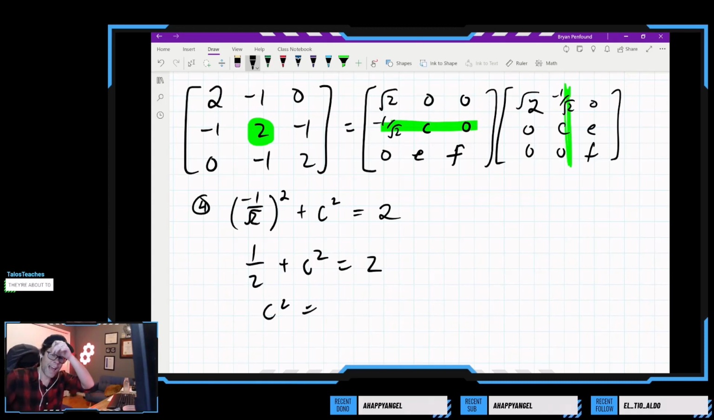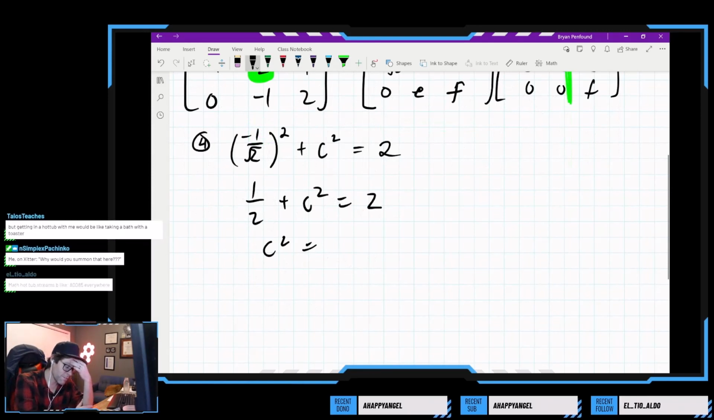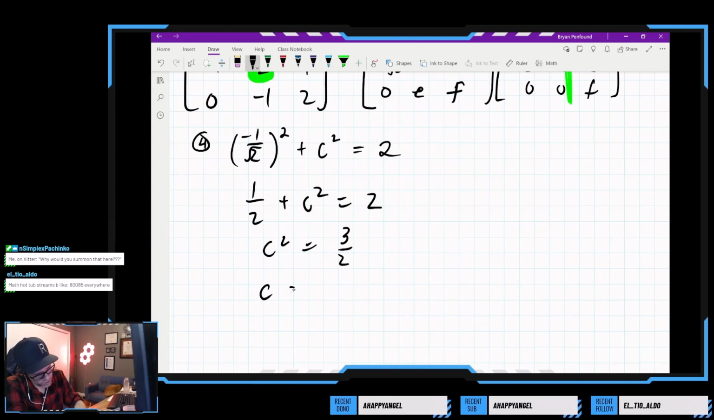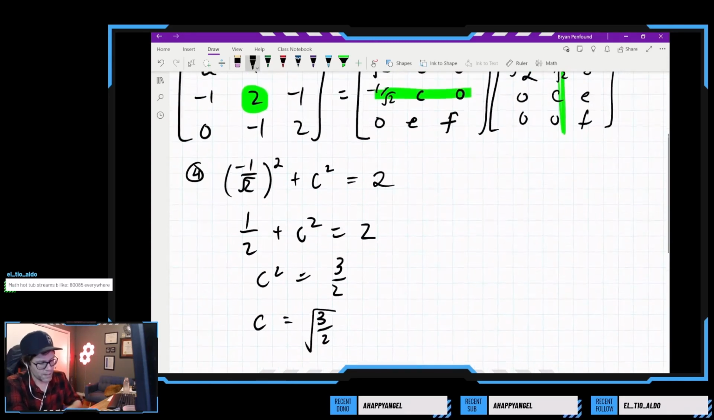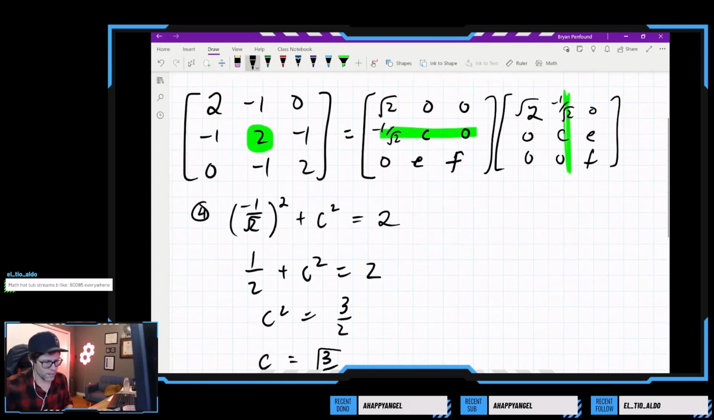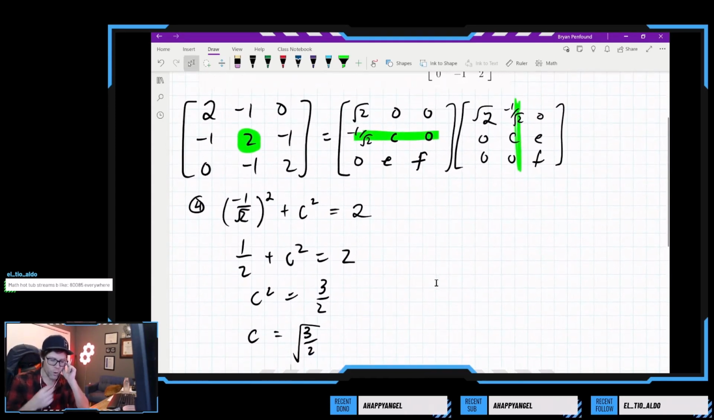What's 2 minus a half? That's 3 halves. So C should be... Ooh, these have to be positive, right? Yikes. Root 3 over 2. That's not very nice. I think the entries on the diagonal have to be positive, right? I don't think I can choose the negative root 3 over 2.